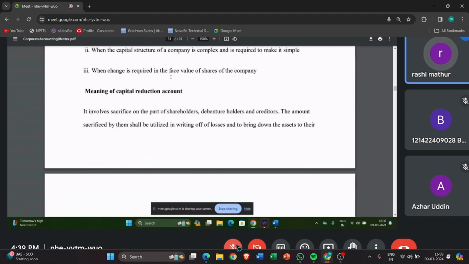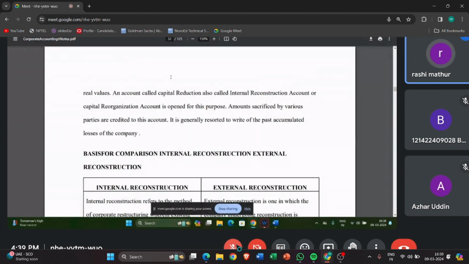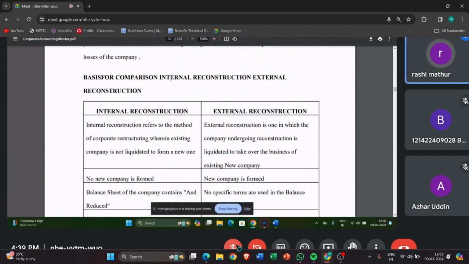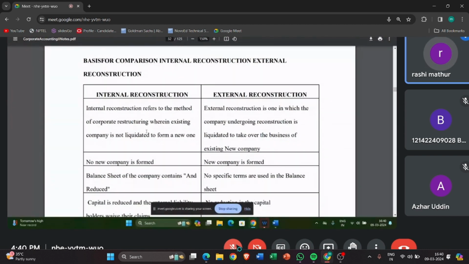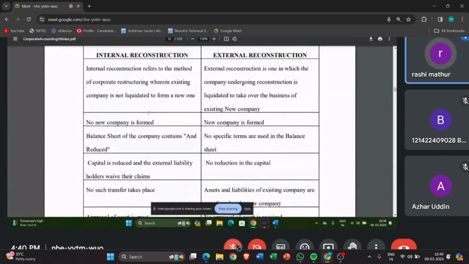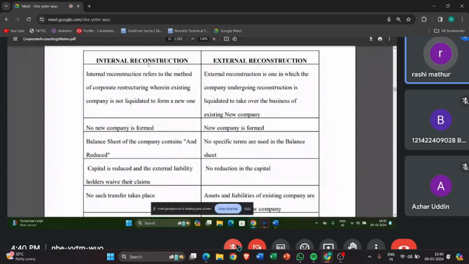So learn the reconstruction. Those are the only questions that you are asked, very short answer and short answer questions. Even in the main examination, you don't have any theory. What is this? It is nothing but internal reconstruction, as we have just said, wherein the company itself is making changes in the capital structure.